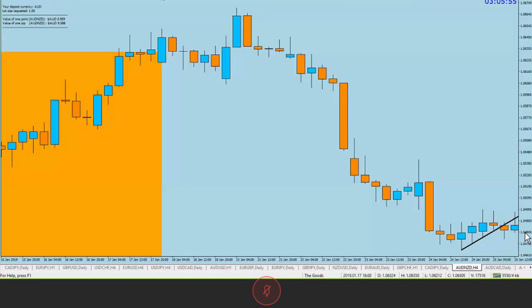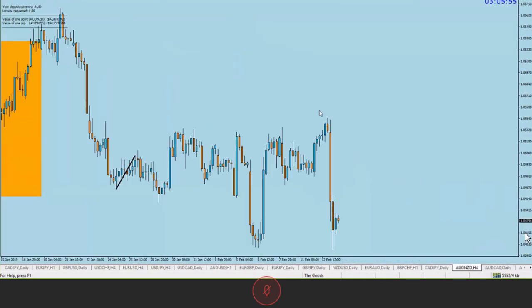It doesn't happen that often, but it will happen occasionally. So let's talk about the Aussie Kiwi. How do we set up a trade on the Aussie Kiwi? Well, the way I'm looking at it right now is from a box point of view. So I would tend to draw a box here.